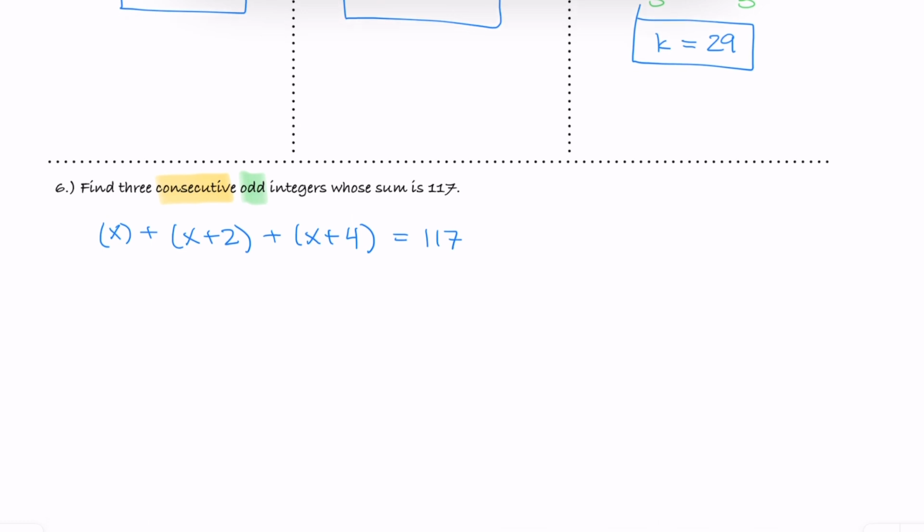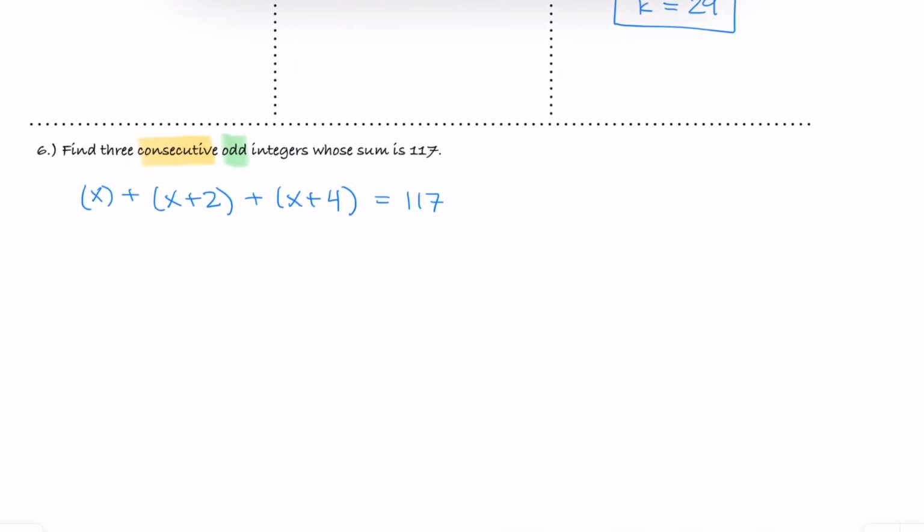Okay, so let's actually solve this. x plus x plus 2 plus x plus 4. Let's combine all these like terms. We're going to get 3x plus 6 equals 117. Now, let's do this layer by layer too. 3x plus 6, I'm going to get rid of this plus 6 here, minus 6 here. So I'm going to subtract 6 from both sides. And we get 3x is equal to 111.